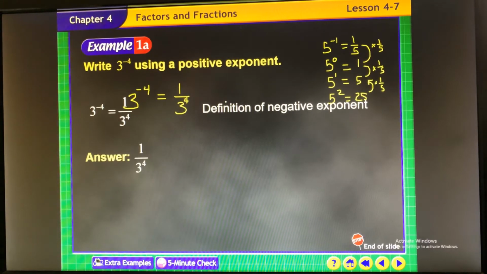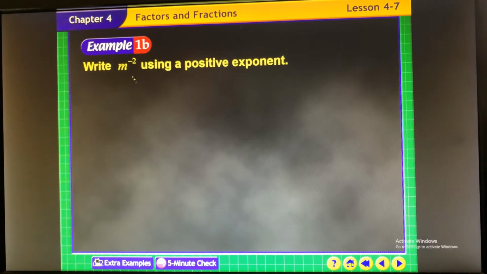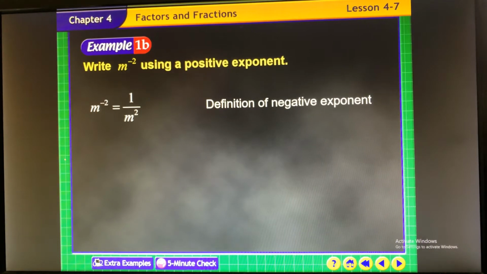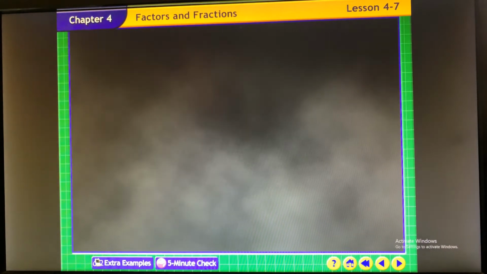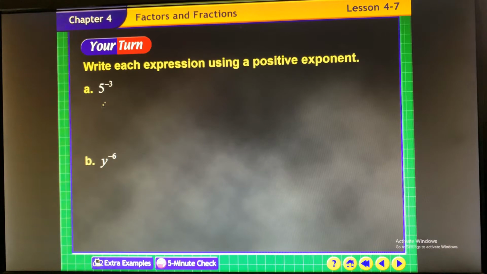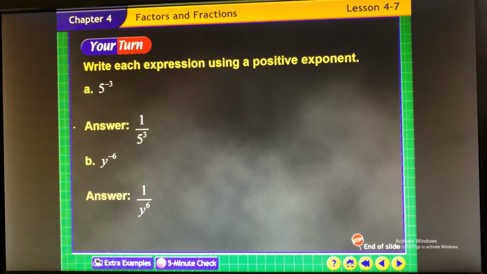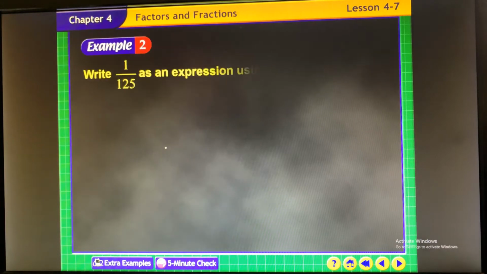So moving on. M to the negative 2 would simply be 1 over m squared. 5 to the negative 3 is 1 over 5 cubed, and then 1 over y to the 6th. Notice it never said to you evaluate this. It just said to write it expressed using a positive exponent. If it said then evaluate, then you would do 1 over 125.